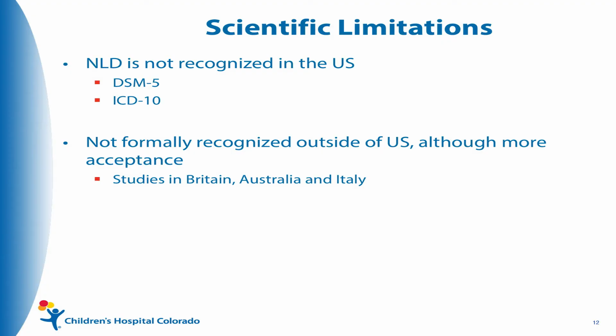Even within practitioners, you'll hear people talk about NLD or NVLD, depending on which coast you're on. So even within the field, I think we really struggle to consistently title this constellation of weaknesses. It's not formally recognized outside of the US as well, although there tends to be some more acceptance at a clinical level. There are some studies in Britain, Australia, and Italy that have started to indicate that there might be more research happening in these areas.